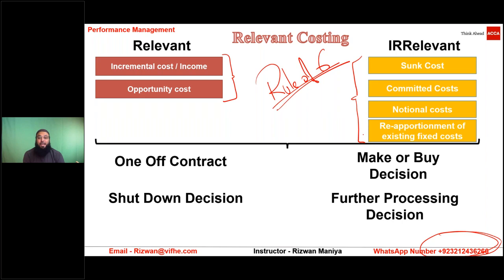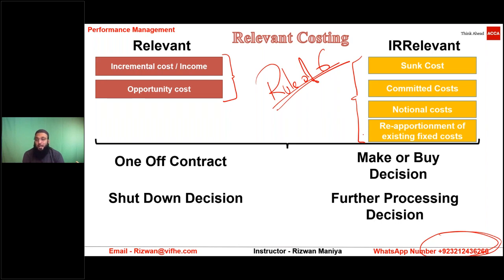Previous paper examination fees that you have paid, will you consider that? No, that's irrelevant. That's something that has been done in the past. You will consider the fees that are applicable right now. That is your relevant fee for you. What they have charged earlier, what you have paid earlier is not relevant.